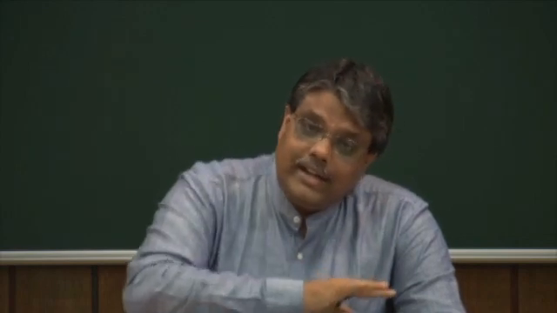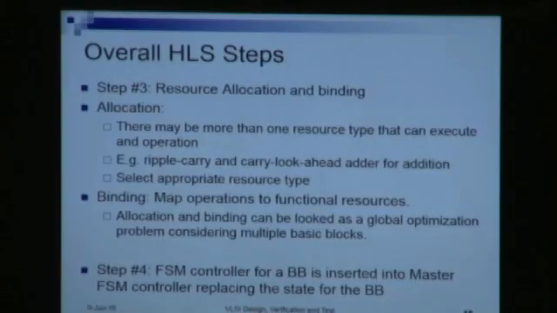Now we can generate the controller, but that does not end. The controller for one basic block has to be inserted into the master controller of the entire module, and finally across modules, so that we will have a controller controlling the whole application. This will be done in step 4. The FSM controller for a basic block is inserted into the master FSM controller, replacing the state of the basic block. In the master FSM controller I have a single state for the basic block. This single state will be replaced by the controller itself for the basic block, and the timing of the master controller is appropriately adjusted. So with this we come to the end of module 2 of lecture 2.